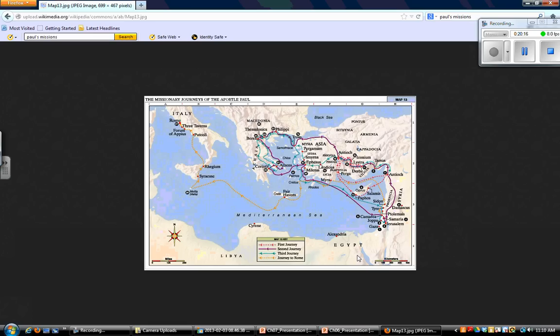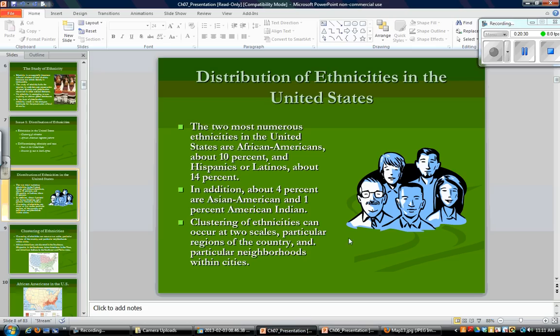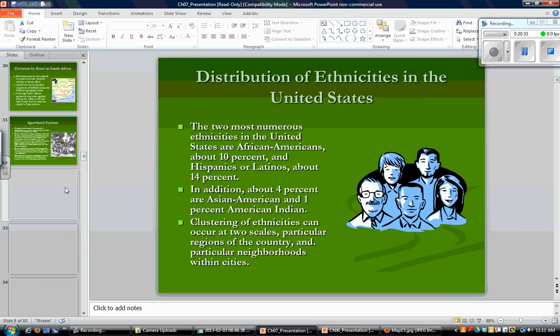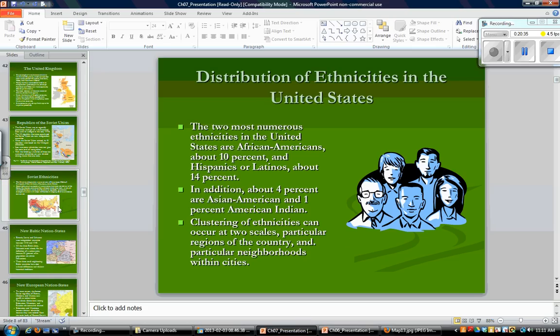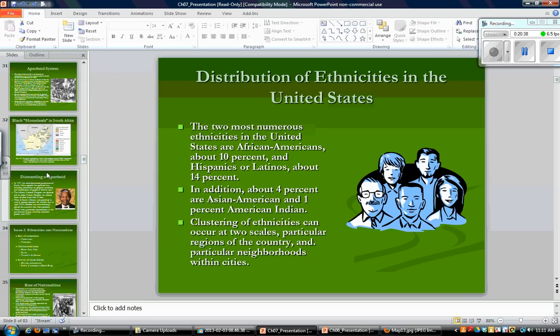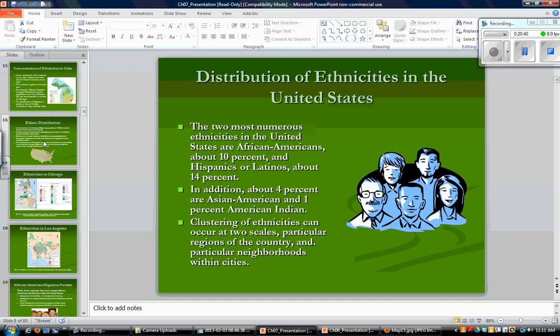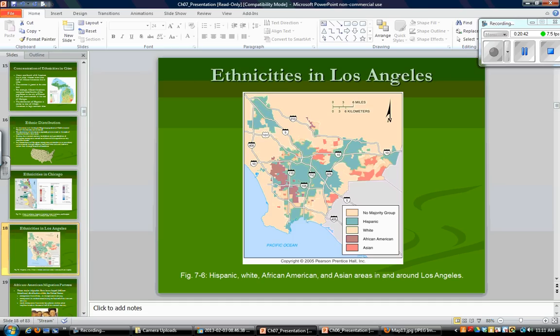I'm going to ask you to understand the migration trends of African Americans in the United States. So be familiar with that. And also, lastly, I'm going to show you this map of the ethnicities in Los Angeles. You're going to see that map there. You have to be able to interpret that map. Why am I showing you that map? What's the purpose in studying that map?